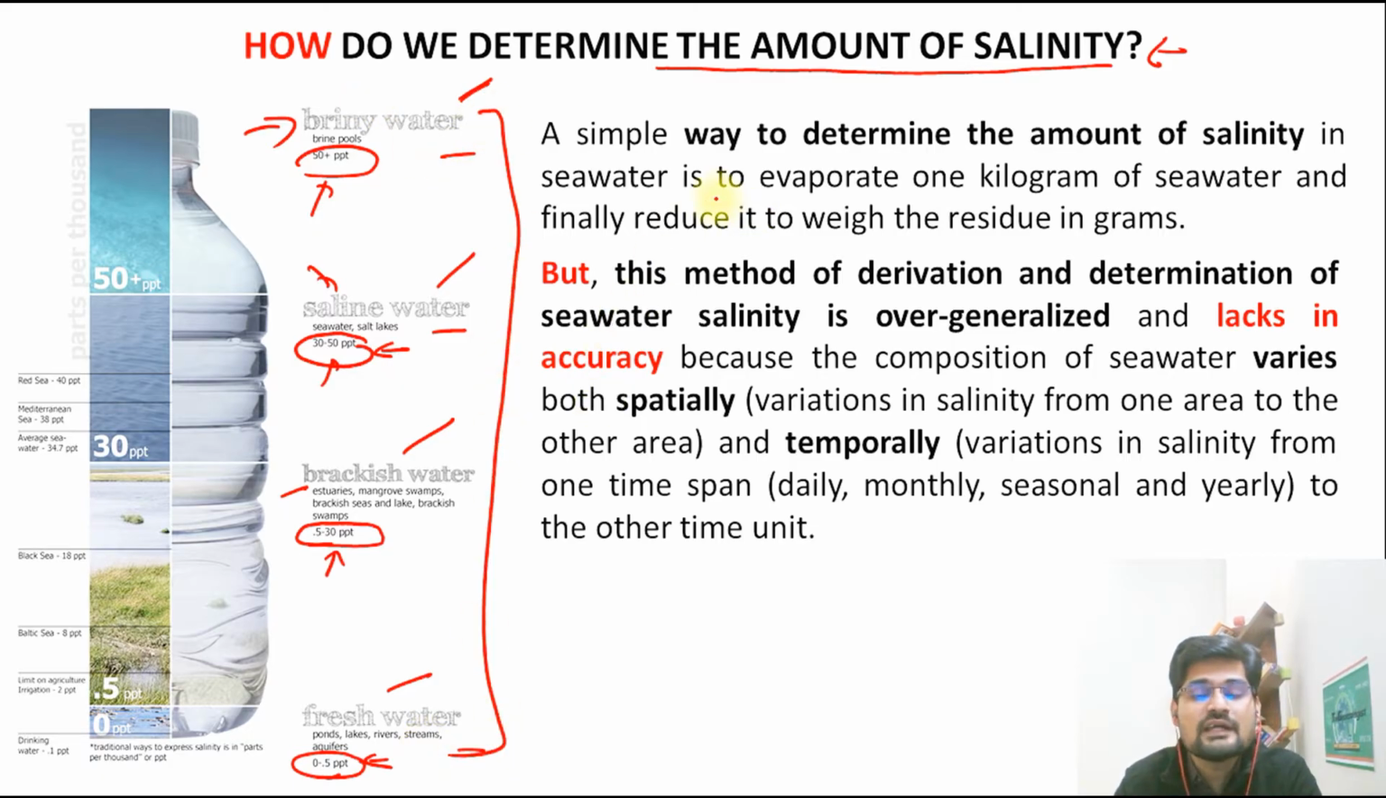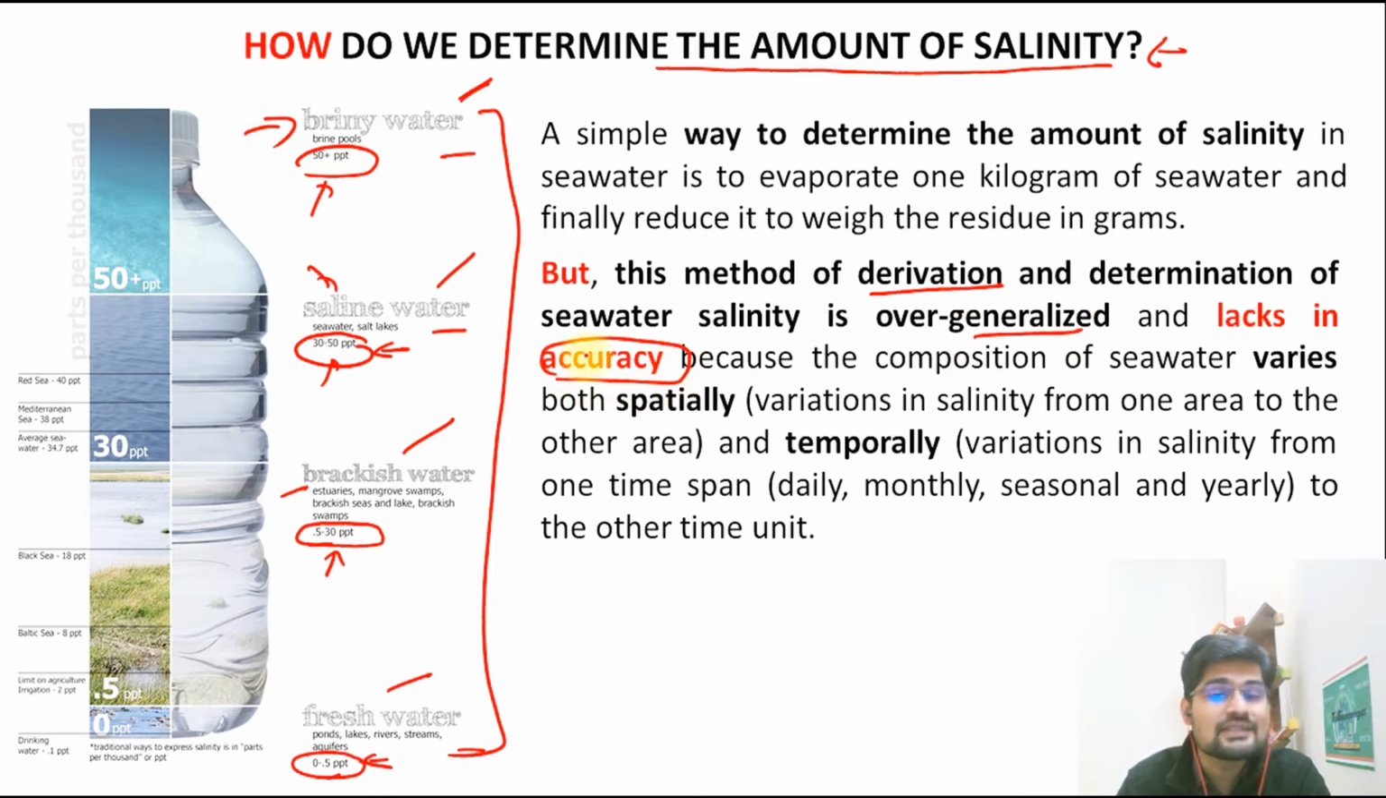Now the simple way to determine this amount of salinity in seawater is to just do what? To evaporate just 1 kilogram of water and see how much is the residue, because remember, salt and other things that are dissolved are left as residue after evaporation. But there is a problem. What is the problem? This method of derivation is overgeneralized and also it lacks accuracy.